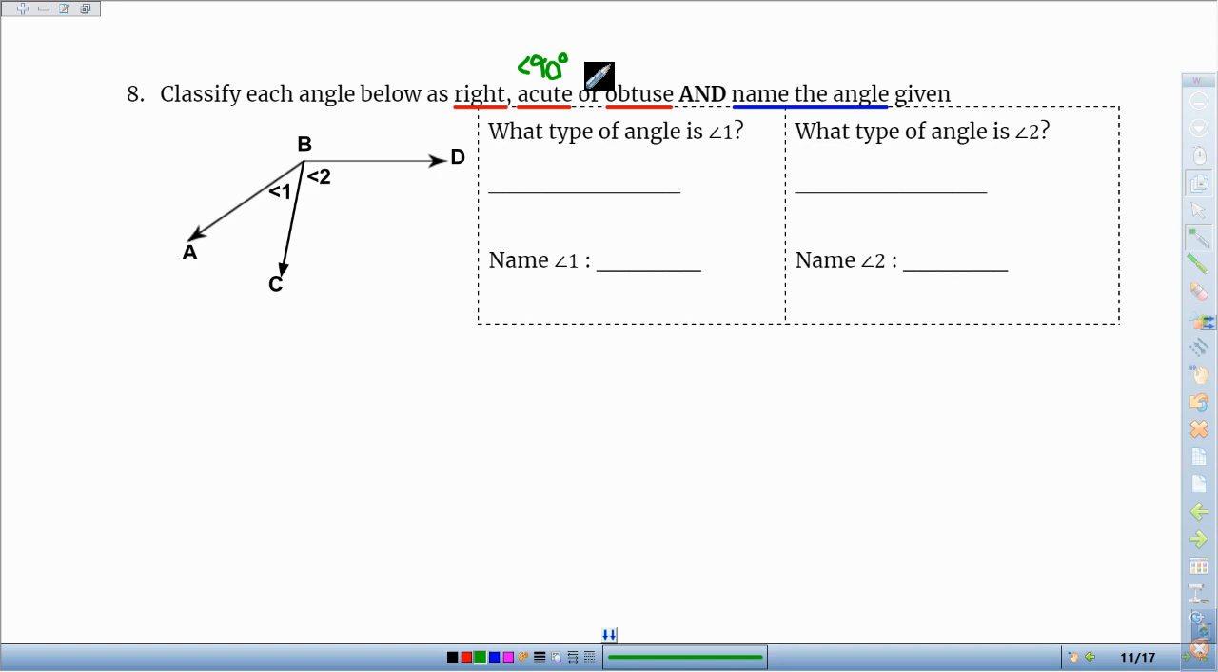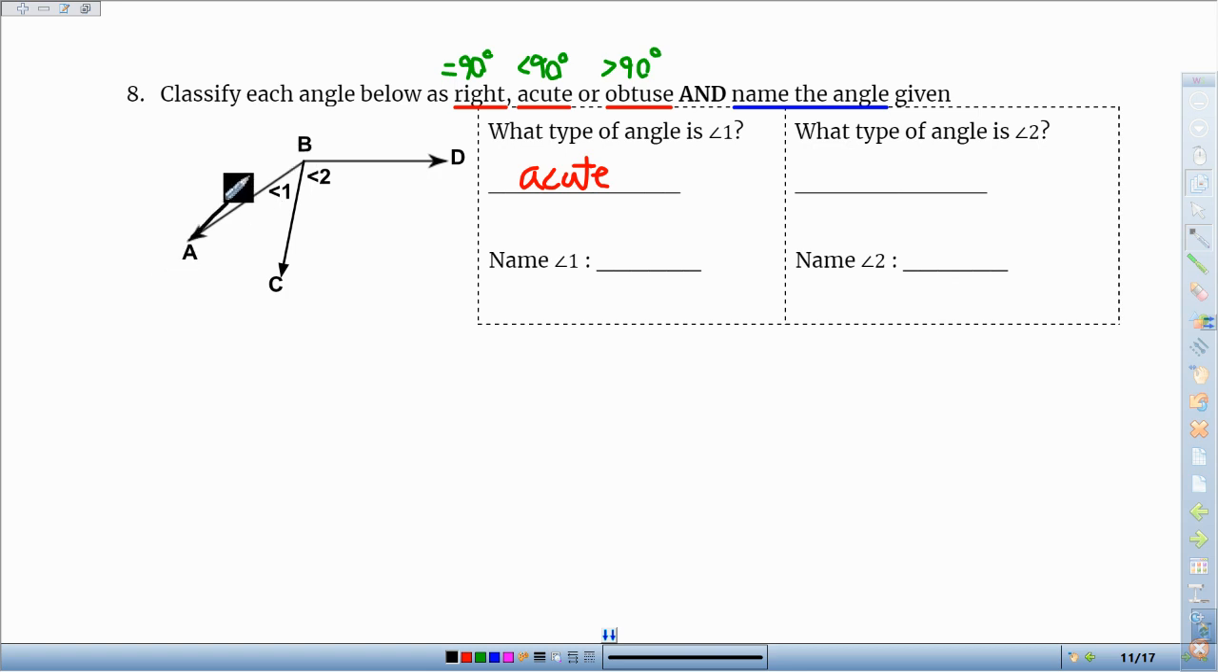While we're up here, let's remind ourselves, obtuse is greater than 90, and a right angle is exactly equal to 90. So if we're dealing with angle number 1, that thing is acute. Again, we can tell just by looking at it. Let's name angle 1. Here's the big thing. On this one, we cannot call this thing just angle 1. We can't call it angle B.